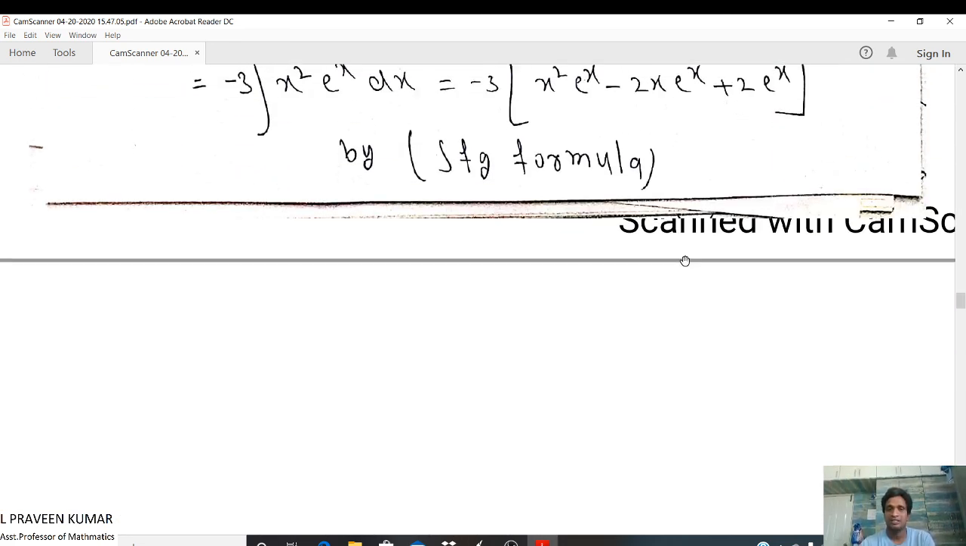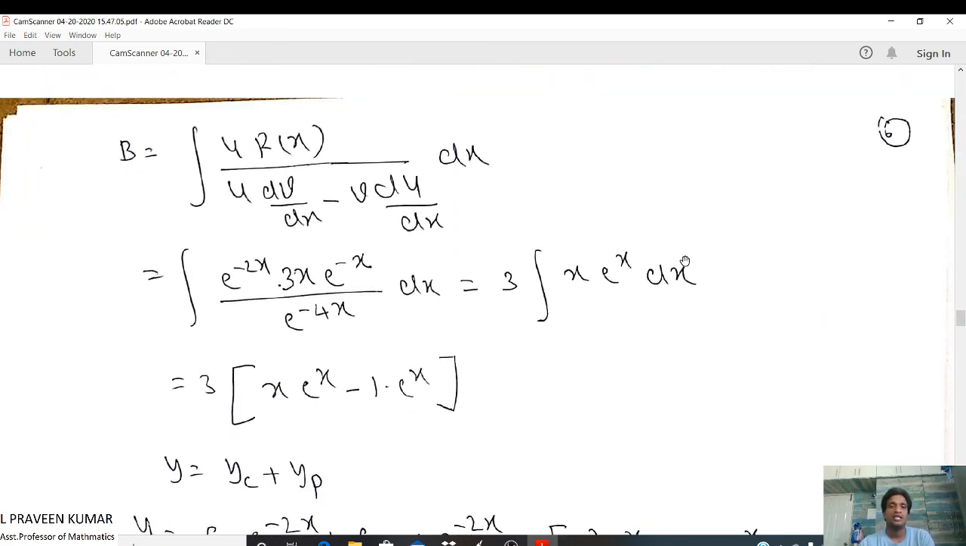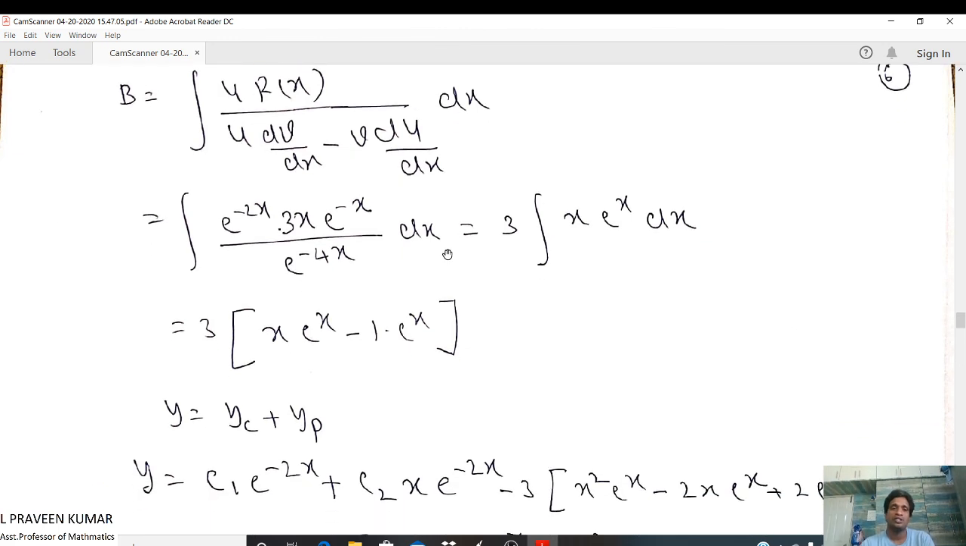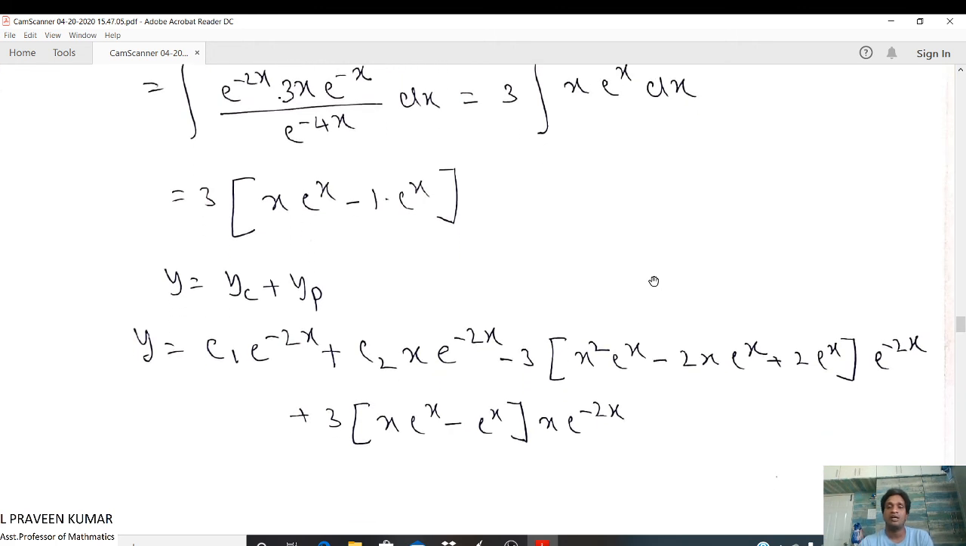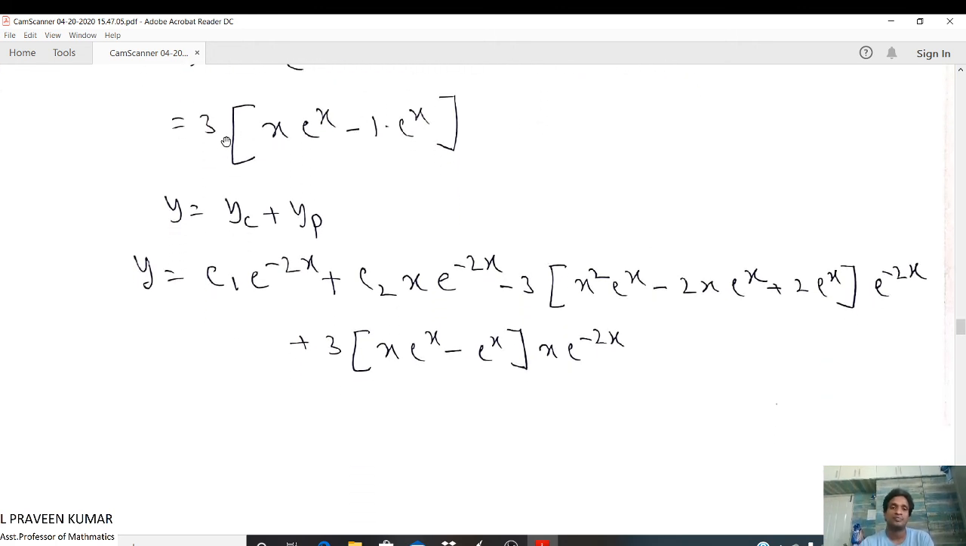Next, the b value. Here b is equal to u r of x by (u dv by dx minus v du by dx), and u is equal to e power minus 2x, r is 3x e power minus x, and the denominator is e power minus 4x. Here the numerator is e power minus 3x, the denominator e power minus 4x. It becomes e power 4x when it comes to the numerator, so it becomes x into e power x. Same again, the integration f g formula we used in the previous problem. It becomes x into e power x minus x differentiation is 1, e power x as it is.